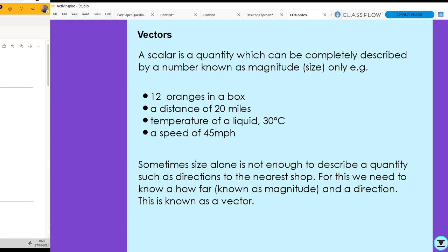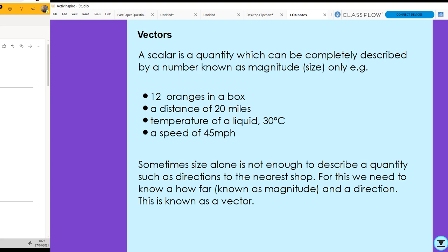This video tutorial is our starting point of our topic of vectors. Throughout the majority of our maths career so far, the quantities that we've worked with are something called a scalar. A scalar is a quantity which can be completely described by a number known as magnitude. This is its size only. So for example, 12 oranges in a box, a distance of 20 miles, a temperature of a liquid like 30 degrees Celsius, or a speed of 45 miles per hour. So this is what a scalar is.